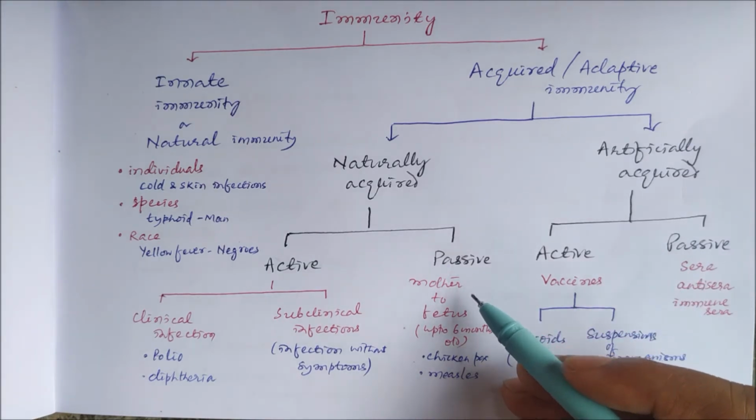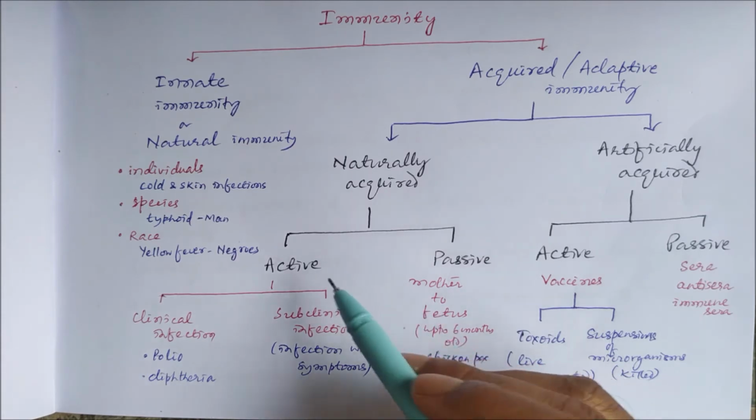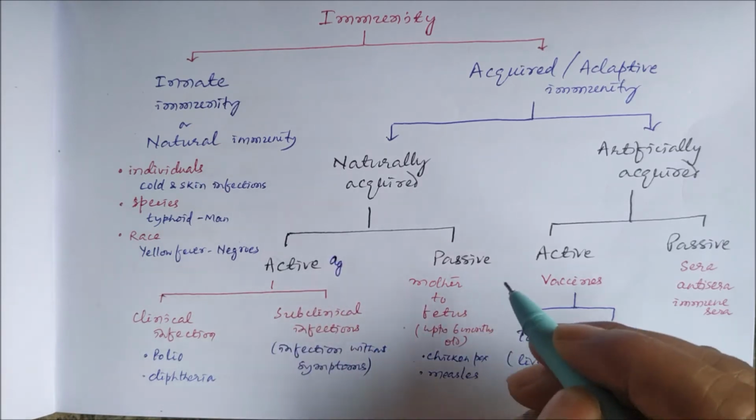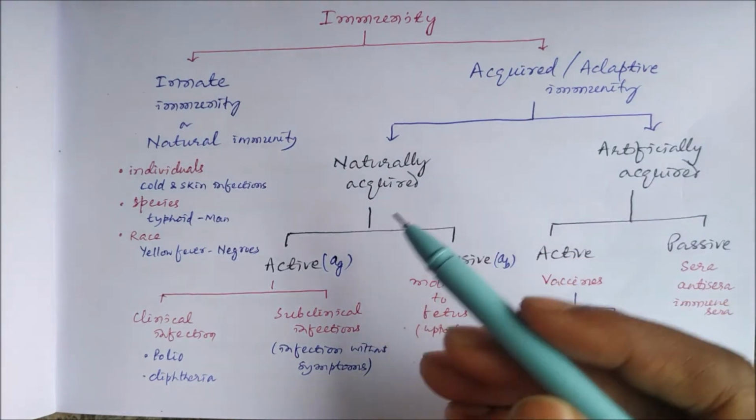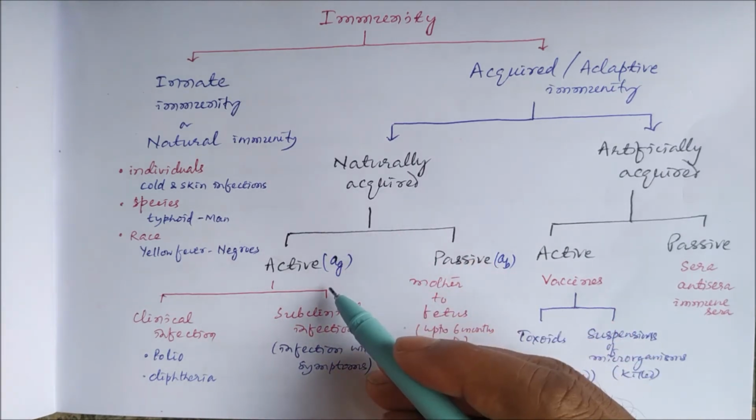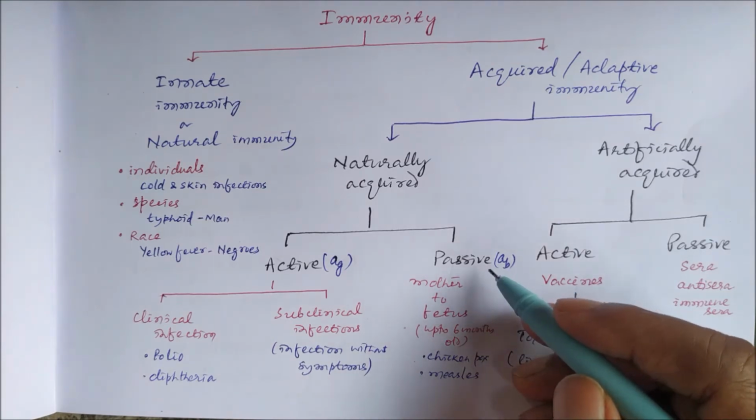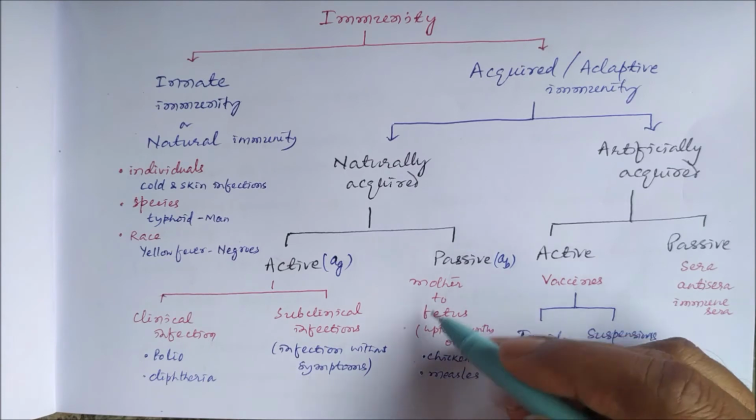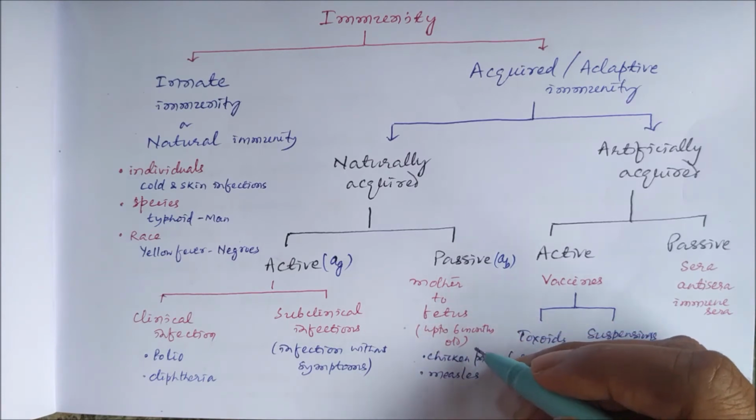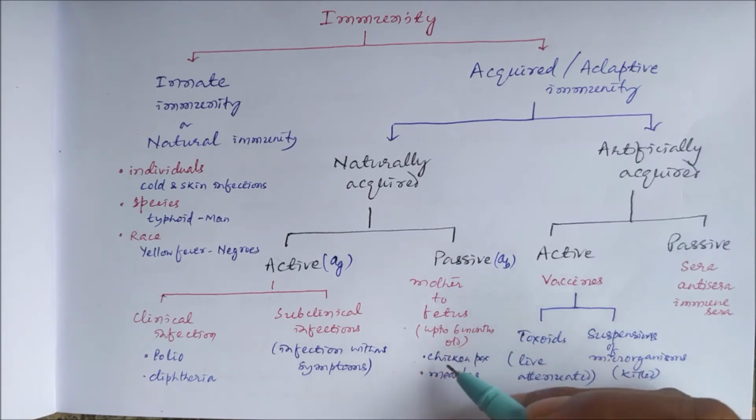Then passive immunity: from mother to fetus, the antibodies are transferred. In active immunity there is a role of antigen, whereas in passive immunity there is a role of antibodies. In active immunity, the antigen will develop the production of antibodies. Naturally acquired active immunity comes from clinical and subclinical infection, whereas when direct antibodies are transferred, we call it passive immunity, and passive naturally acquired immunity is from mother to fetus. So the fetus is safe up to 6 months old because of the antibodies of its mother. Antibodies for diseases like chickenpox and measles are transferred from mother to fetus, and the fetus is safe up to 6 months old.